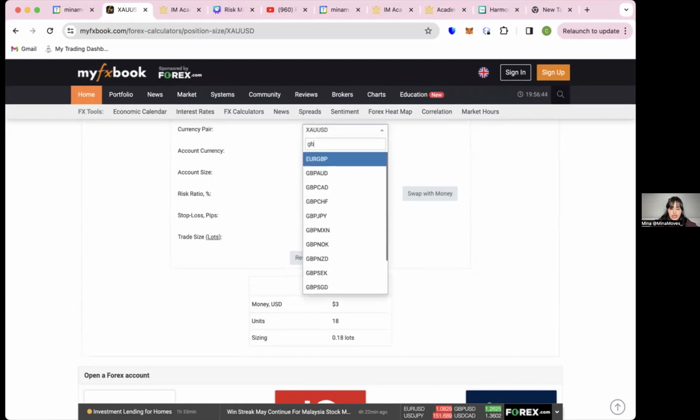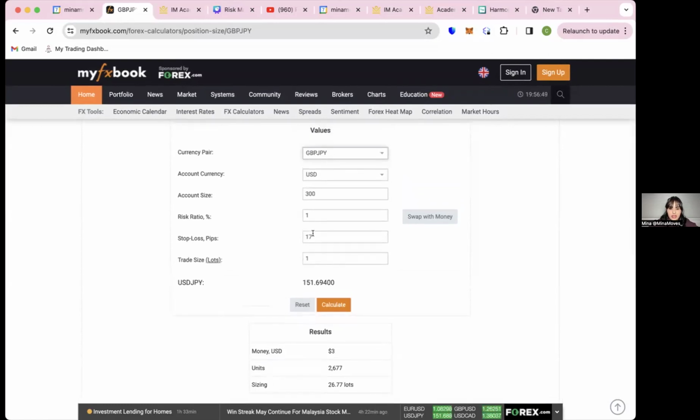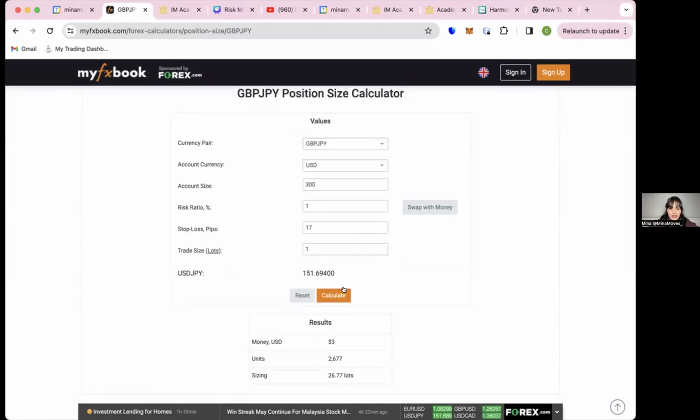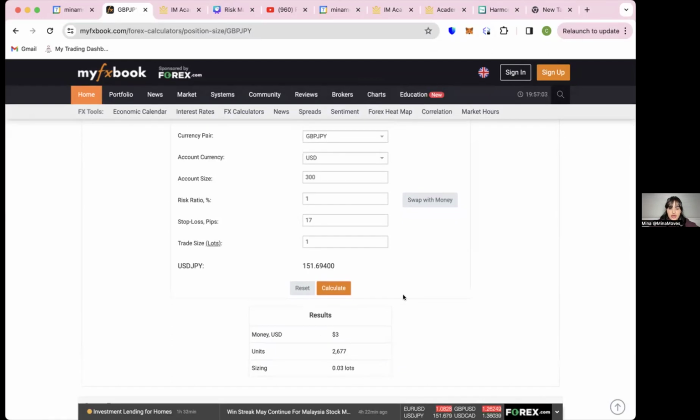Let's do another one. Let's do GBP, JPY, one of my favorite Forex pairs. Same thing, calculate. What is your lot size? 0.03. So instead of you guys breaking your head over trying to figure out the math and division and this and that, listen, I would not be here right now if I had to do all that. Okay, there's a calculator. Use your resources. That's what we're here for.